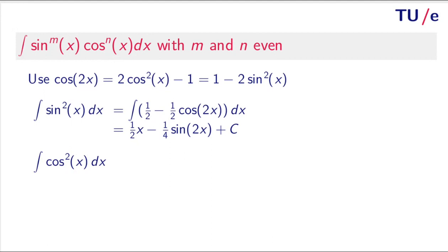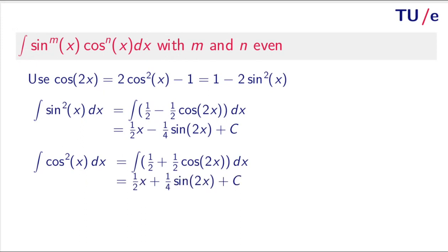If we look at the other case where the cosine now has a square and the sine is not present, then we use the same trick. But now the cosine squared of x is equal to a half plus a half cosine of 2x. And again, we easily find an antiderivative being a half x plus 1/4 times sine of 2x plus a constant.